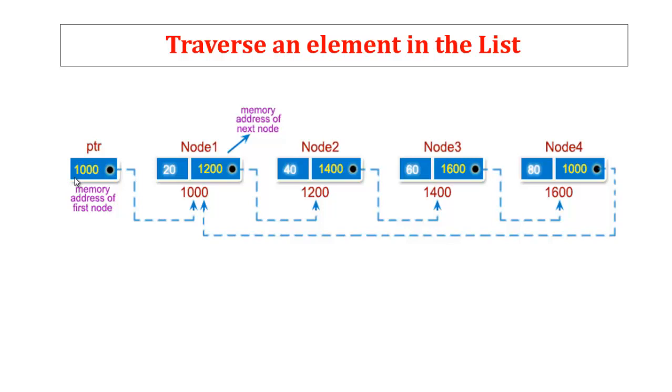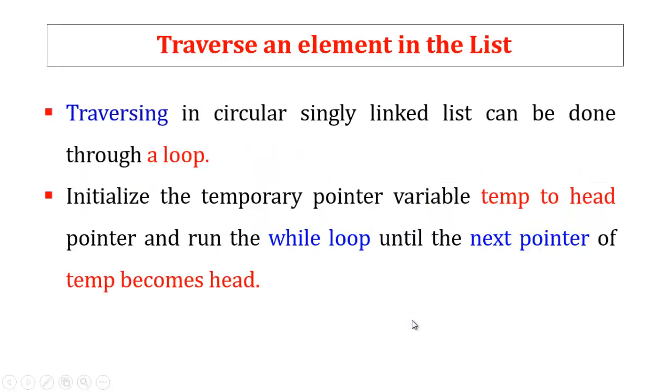This will be a similar example that we follow in the circular singly linked list. So traversal is displaying or printing the elements in the list, where we are going to visit all the elements present in this circular singly linked list. So later we are going to display 20, 40, 60 and then 80. These are the elements present in the circular linked list. Here we are using steps. Traversing a circular singly linked list can be done through a while loop statement.